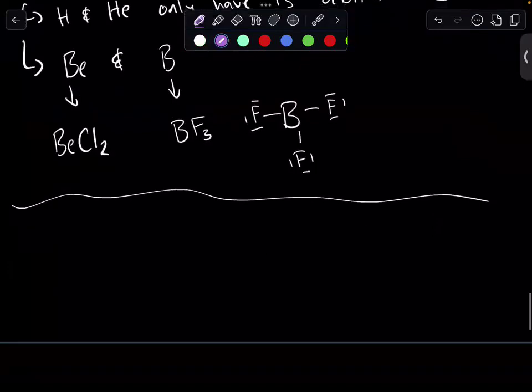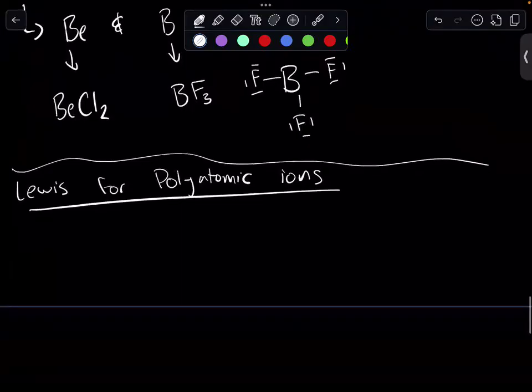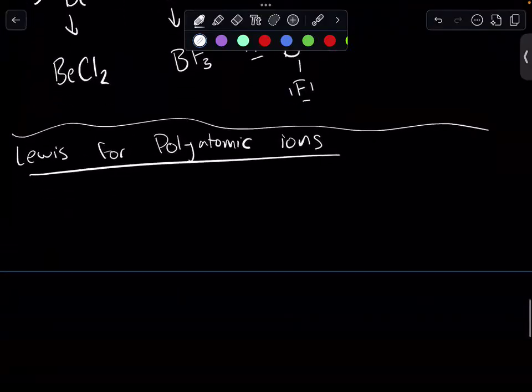Now we're going to move on to one of the weird cases. How do we do Lewis for polyatomic ions? We talked about polyatomic ions a little bit in the ionic compounds, and we said that they're covalently bonded compounds, but they have charges. So how do we actually do that? Well, there's a new way that we have to do things. We just have to add one rule in between, but we start the same way.